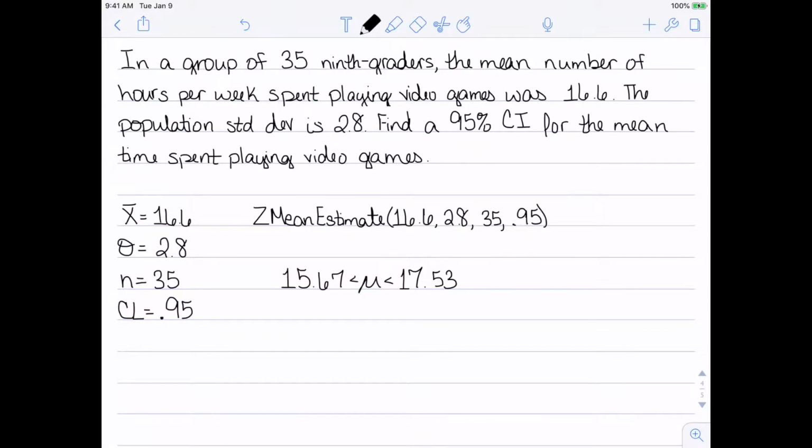Essentially what we've said is there is a 95% chance that the true average time spent playing video games in a week by ninth graders is between 15.67 and 17.53 hours. There's a 5% chance that we have no idea, but 95% chance that it's somewhere in between this range.